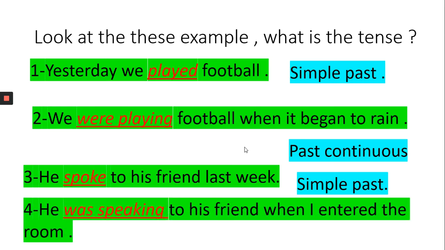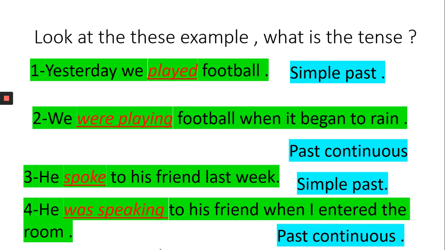He was speaking to his friend when I entered the room. As in the second example, we have were playing. Here we have was speaking. Was speaking is a combination of two words. Was plus speak plus ing. He was speaking. So something was going on, was continuing when another action interrupted it, which is when I entered the room. So here, the tense is past continuous. Very good.